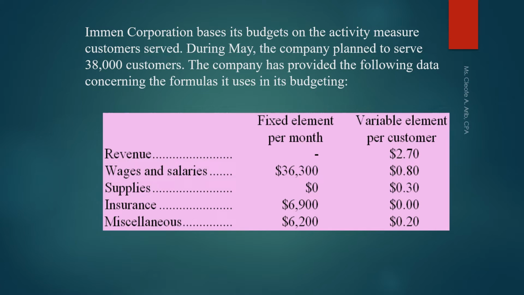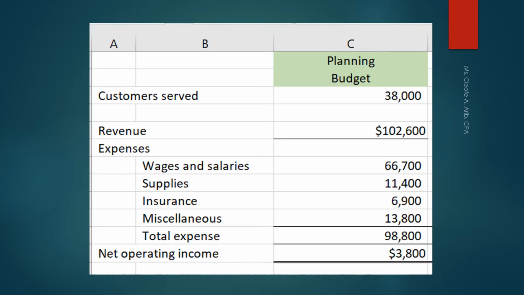A main corporation bases its budgets on the activity measure customers served. During May, the company planned to serve 38,000 customers. The company has provided the following data concerning the formulas it uses in its budgeting. So kindly go over them. So here is the budgeted income statement for Imen Corporation.